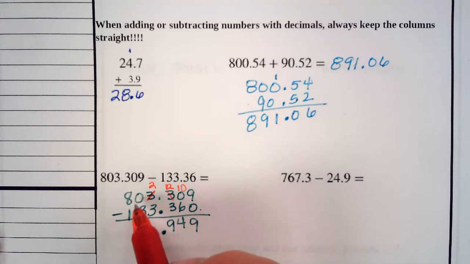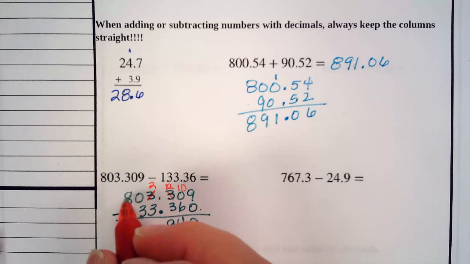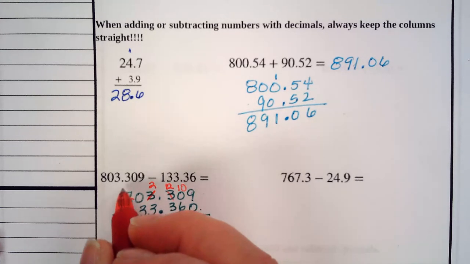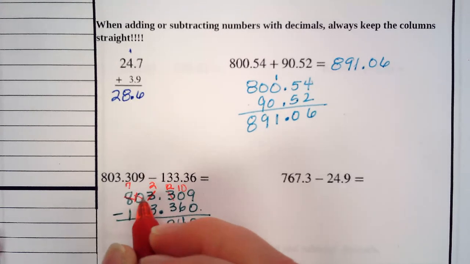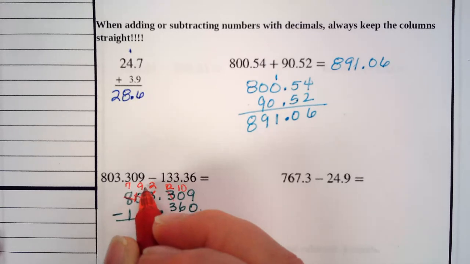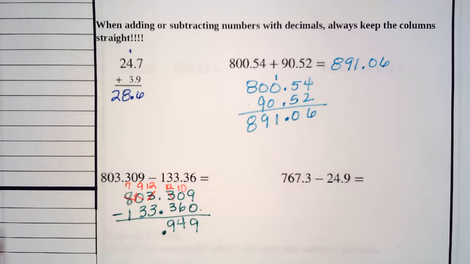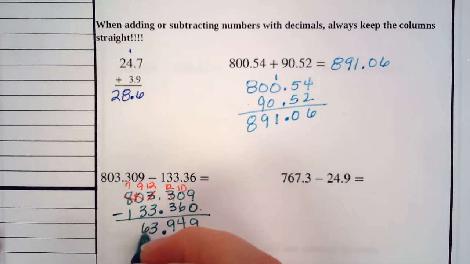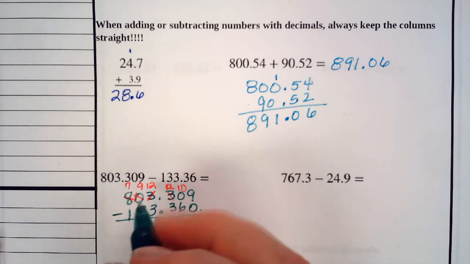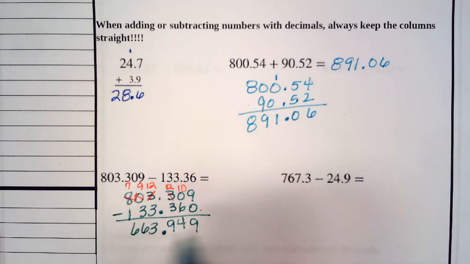Okay, now I don't have anything to borrow from here, so I have to borrow from the 8. From the 8, it becomes 7. This becomes 10, but I have to borrow 1, and it becomes 9. And now this becomes 12. 12 minus 9 is 3. 9 minus 3 is 6. 7 minus 1 is 6. So this is 663.949.